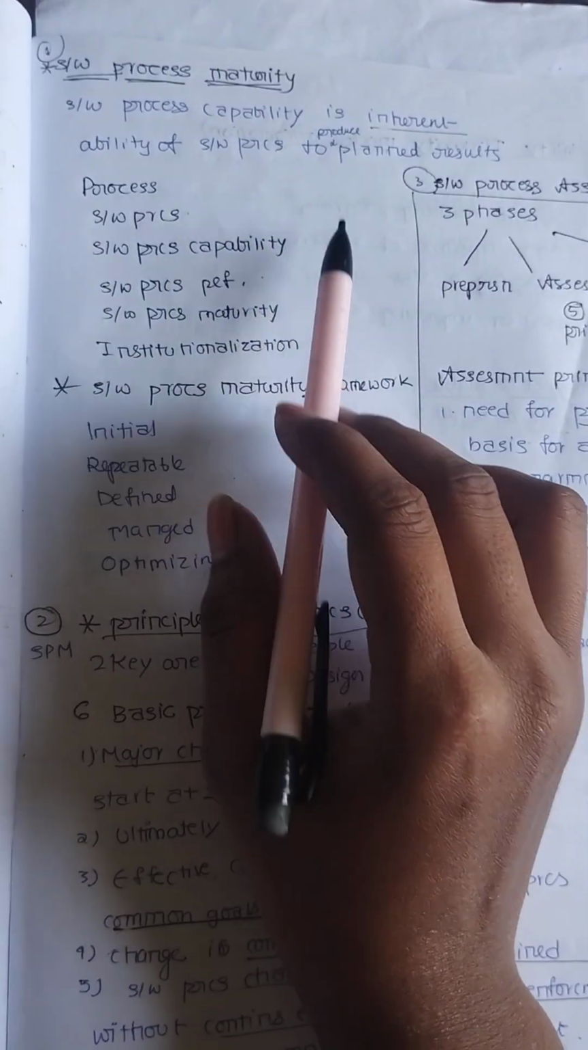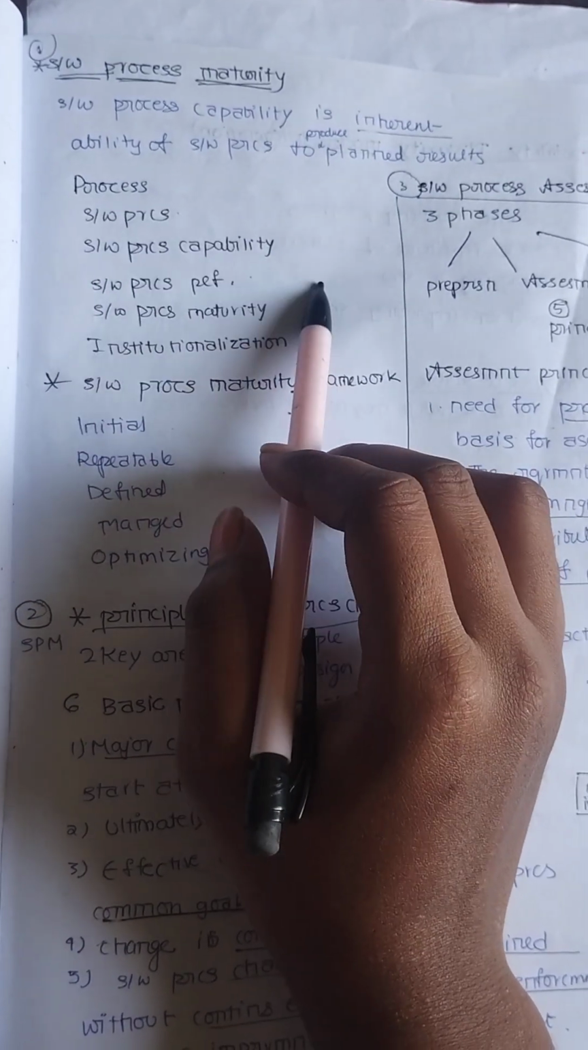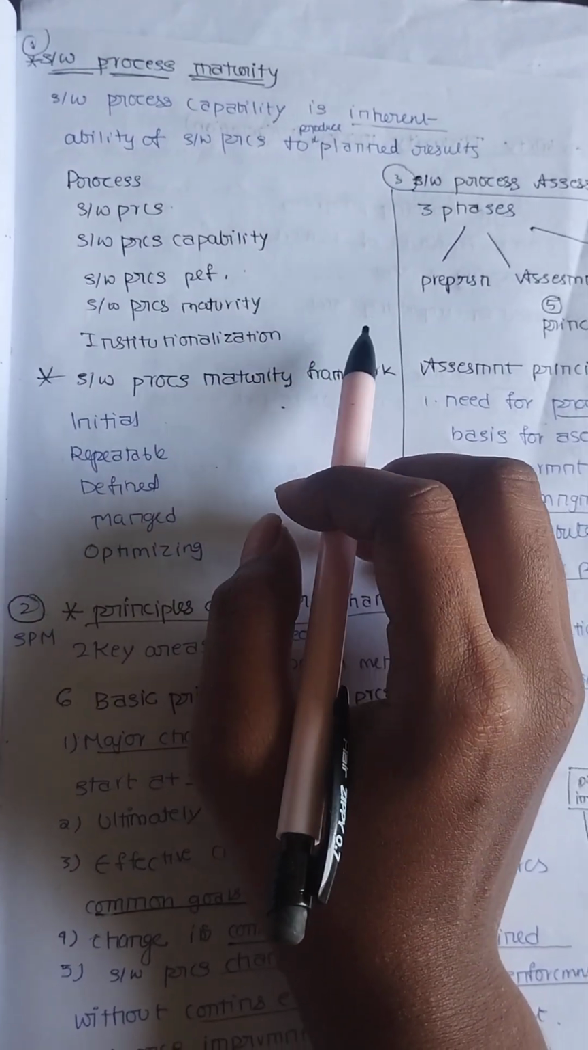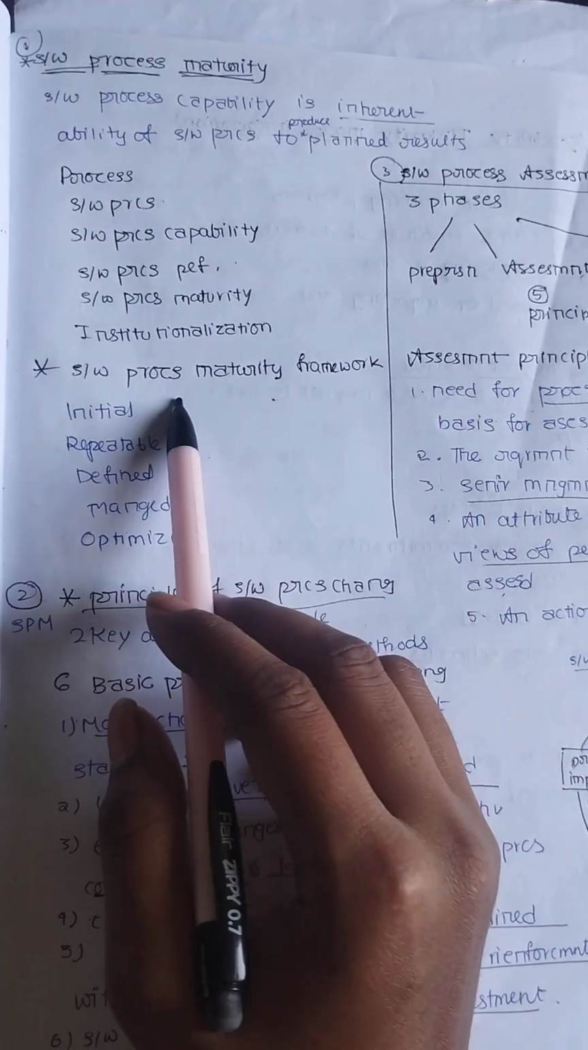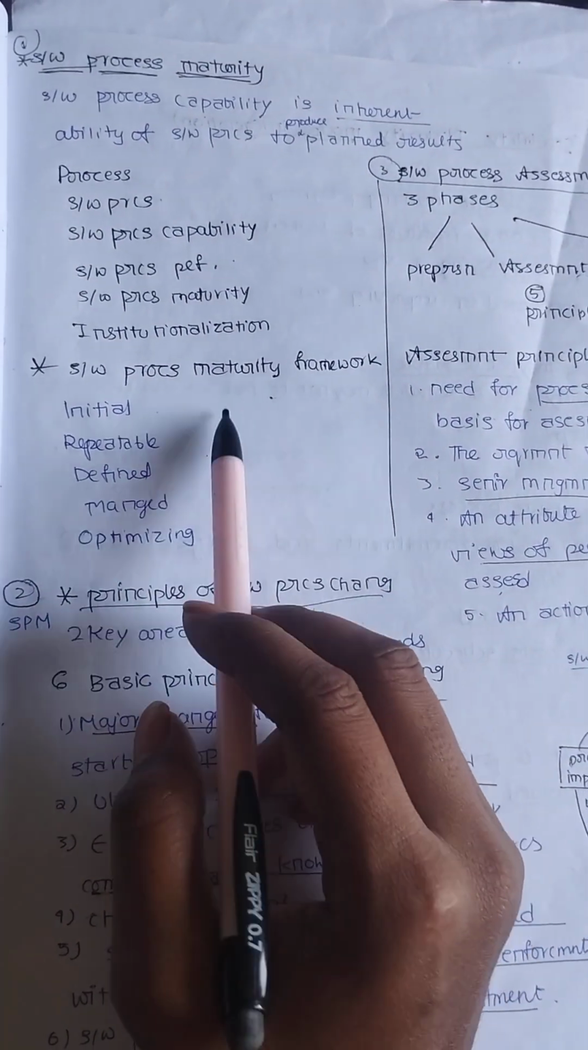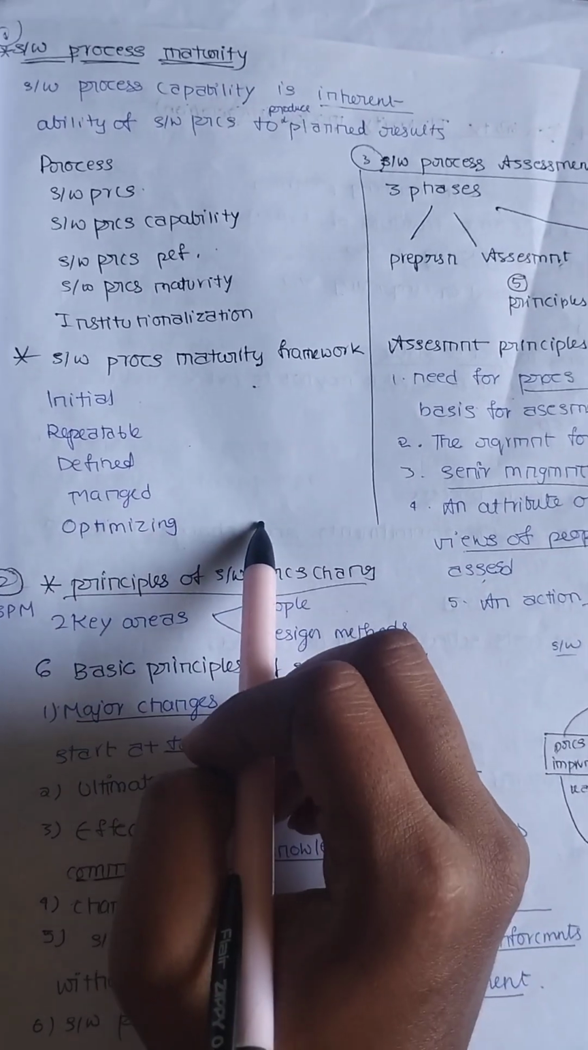What are the elements of software process maturity? Software process capability, software process performance, maturity, and institutionalization. The software process maturity framework has initial, repeatable, defined, managed, optimizing.